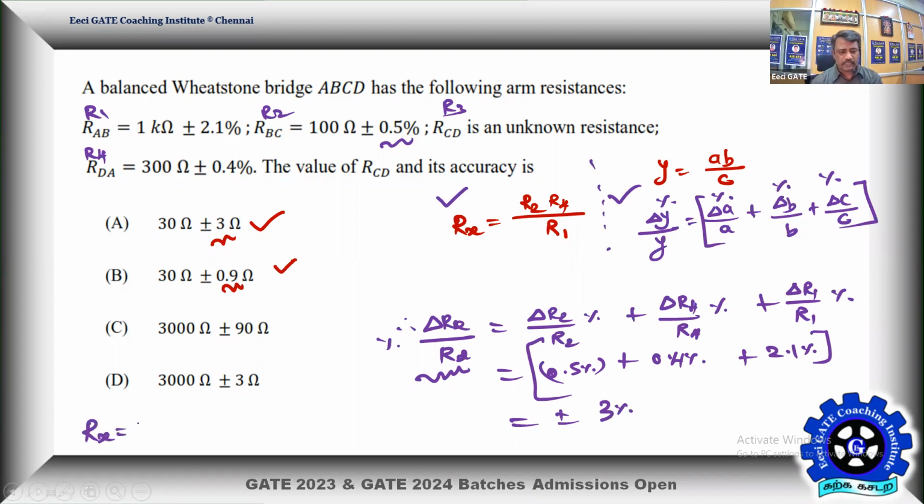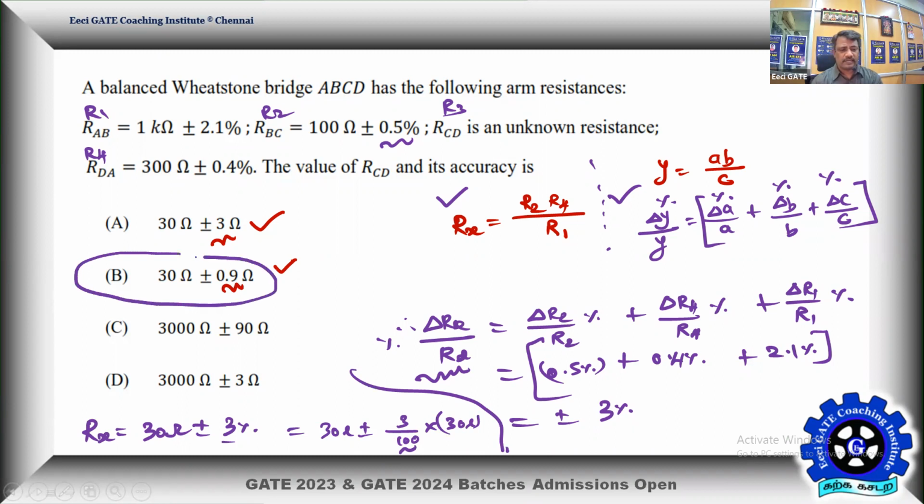So Rx is equal to, already you know the nominal value, 30 ohms, plus or minus the percentage variation. So 30 ohms plus or minus 3%. What is 3% of 30? It is 30 ohms plus or minus 3 by 100 into 30 ohms, which is 90 by 100, 0.9. So the best possible answer is 30 plus or minus 0.9 ohms. 0.9 ohm will be the tolerance. So that is your unknown.